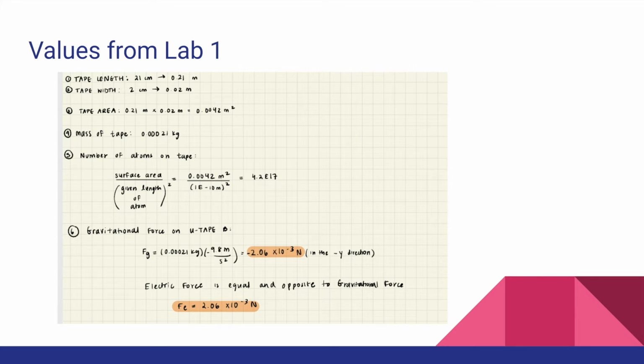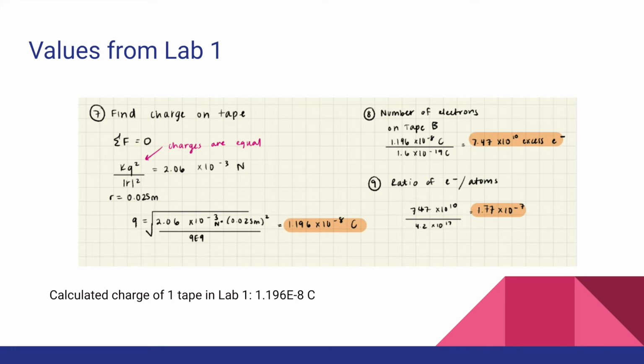These are the calculations from Lab 1, where we calculated the gravitational force on tape B using the mass of the tape and the acceleration due to gravity, which gives us the value of 2.06 times 10 to the negative 3 newtons. Here we use the force due to gravity to calculate the charge on the tape when we were modeling the entire piece of tape as a single point charge. This gave us a value of 1.196 times 10 to the negative 8 coulombs.